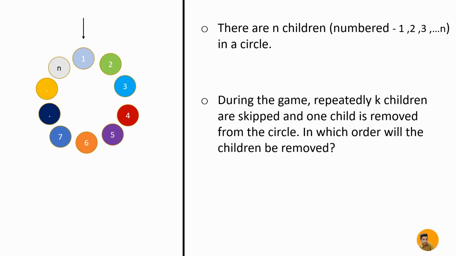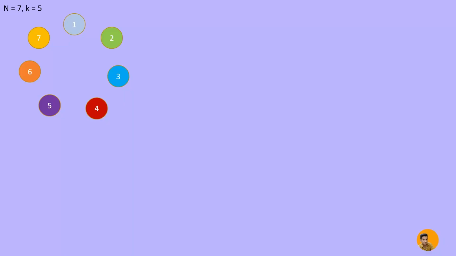There are n children sitting in a circle, and during this game, repeatedly k children are skipped and one child is removed from the circle. So we skip the k children and then the child is removed. In which order will children be removed? We need to display that. Let's see with n as 7 and k as 5 as an example.